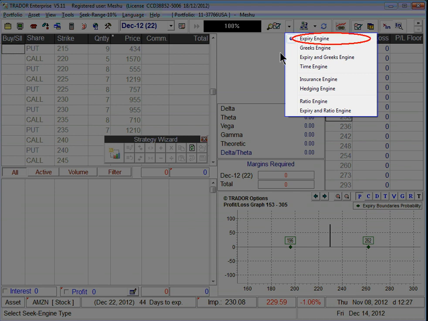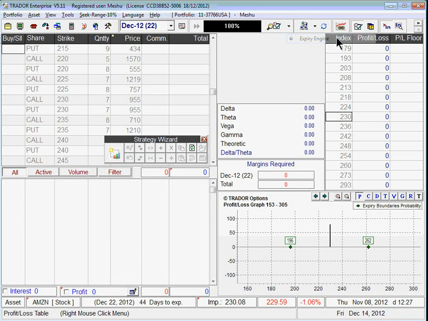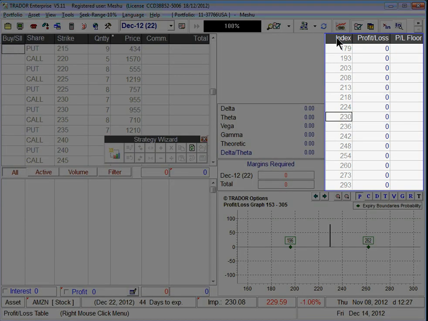We'll start with the first one, the expiry engine, which is aimed to find solutions for the expiration day with profit and loss exposure definitions. Defining goals is done on the upper right profit-loss table, on its right column, profit-loss floor. The point is to define a money amount floor for the seek engine so that any position variation, which profit-loss is equal or above the floor, will be displayed as a good solution.